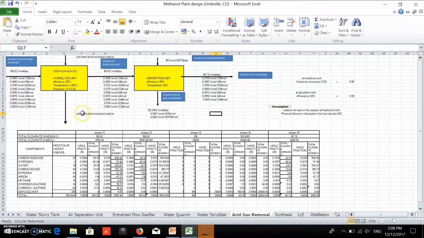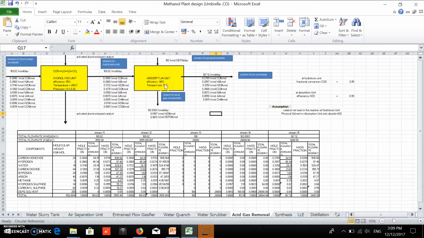at the bottom stream. The assumption that we make is that the catalyst does not react in the reaction at the hydrolysis unit. In this hydrolysis unit, the COS, which is carbonyl sulfide, has a fractional conversion equal to 0.95, which produces hydrogen sulfide and CO2. Then stream 12 is the outlet of the hydrolysis unit.